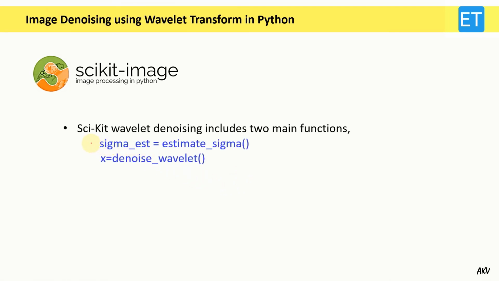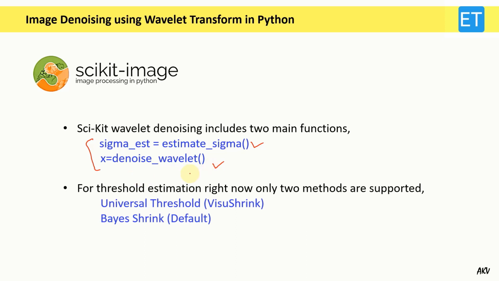Scikit-image offers two main functions for wavelet-based denoising. One is the estimate_sigma function and the other is denoise_wavelet. The first function is used to estimate the standard deviation of the noise from the noisy signal, and the second one is used for the denoising. Right now this library supports only two methods for denoising. One is VisuShrink, that is the universal threshold, and the second is BayesShrink.